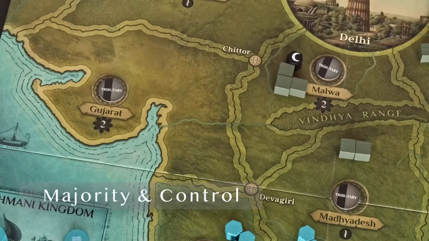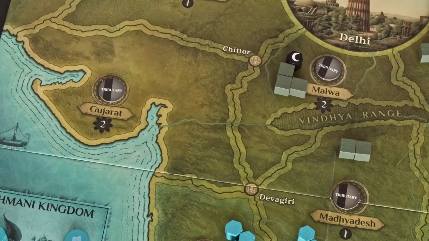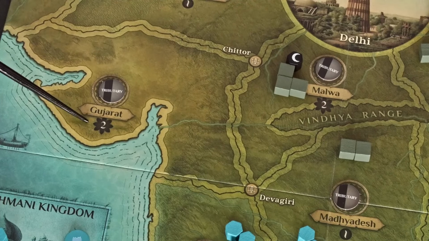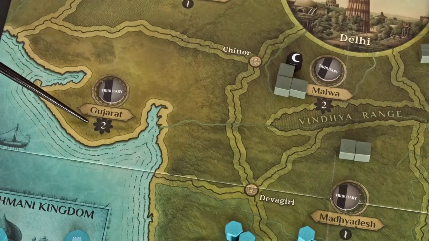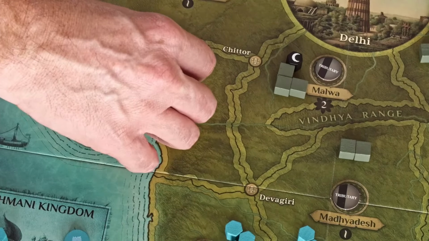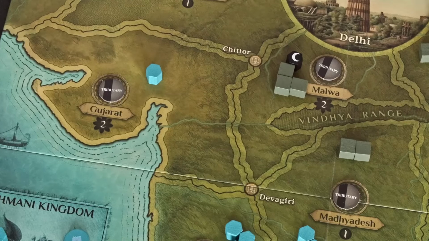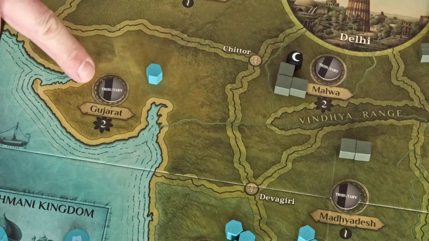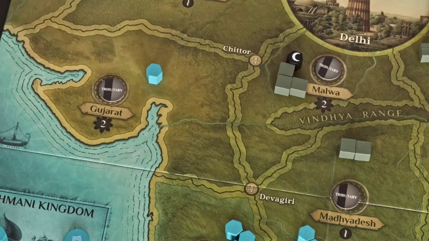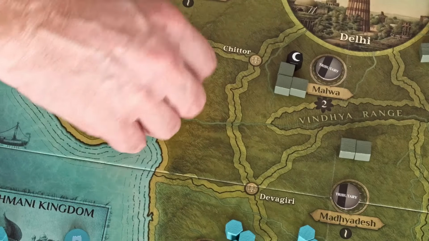A faction has the majority in a province if it has more pieces there than the other two factions combined. A space is only controlled by the faction with the majority as long as that space isn't a tributary. So say Gujarat is a tributary province, but is empty of any pieces. If the Bahmani gets an emir in there, they'd have the majority, but not control until that tributary is removed, usually through the faction's rebel command.